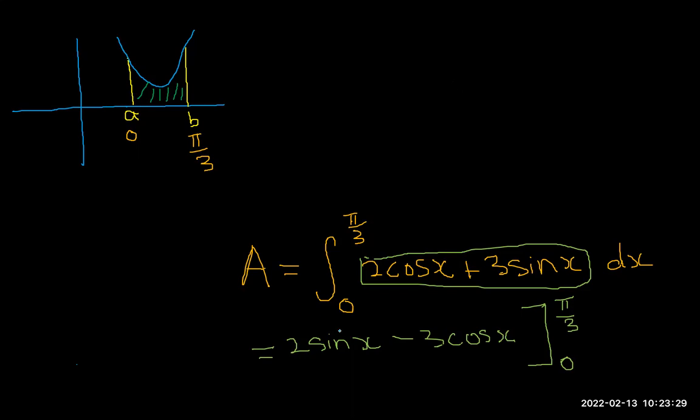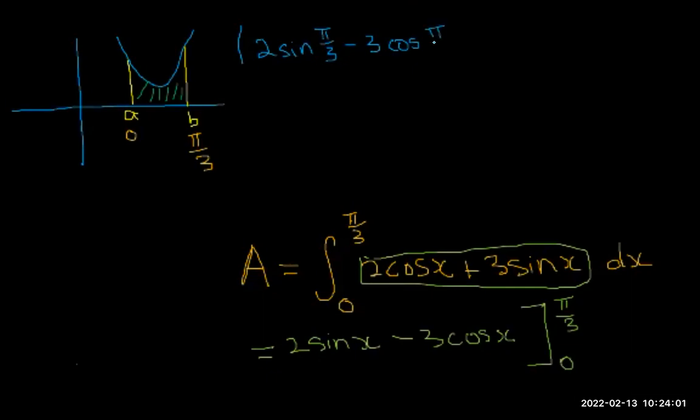Okay, we're applying what we know about definite integration. We take this upper limit and substitute it into the expression. So let's do that first. My first bracket is going to be 2 sine, wherever I see x, I'm going to replace it with my upper limit, so that's pi on 3, minus 3 cos of pi on 3. That's my first bracket, minus, then I'm going to do the same with the lower limit. Wherever I see x, I replace it with 0. 2 sine of 0 minus 3 cos of 0.